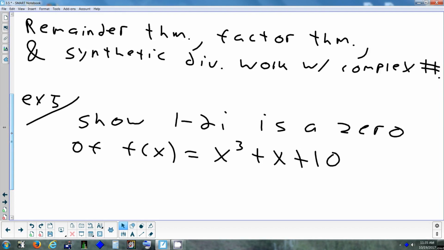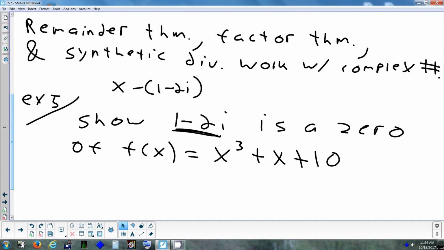Okay, so I'm going to ask the same question I've done before. If 1 minus 2i is a root, what else do you know? Yep, you do know that, so that's something different. 1 plus 2i is a root. But if 1 minus 2i is a 0, what would be a factor? x minus it.